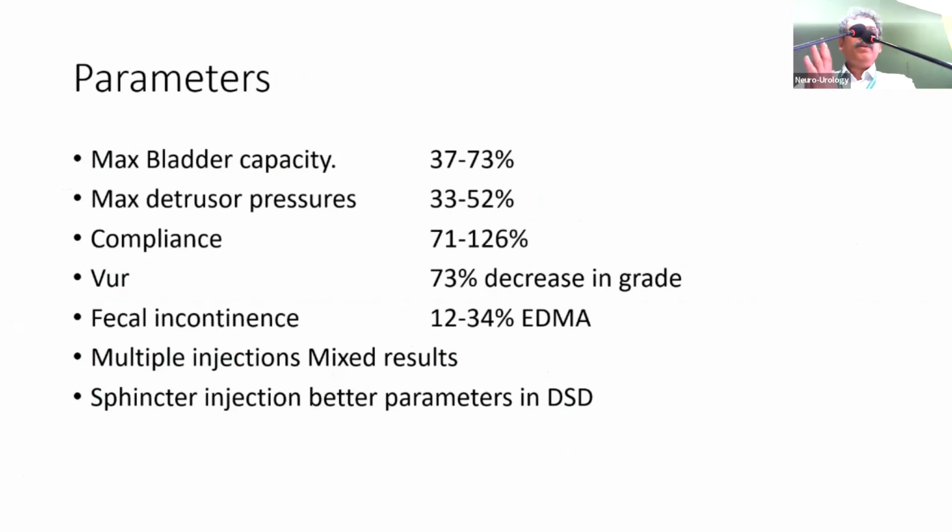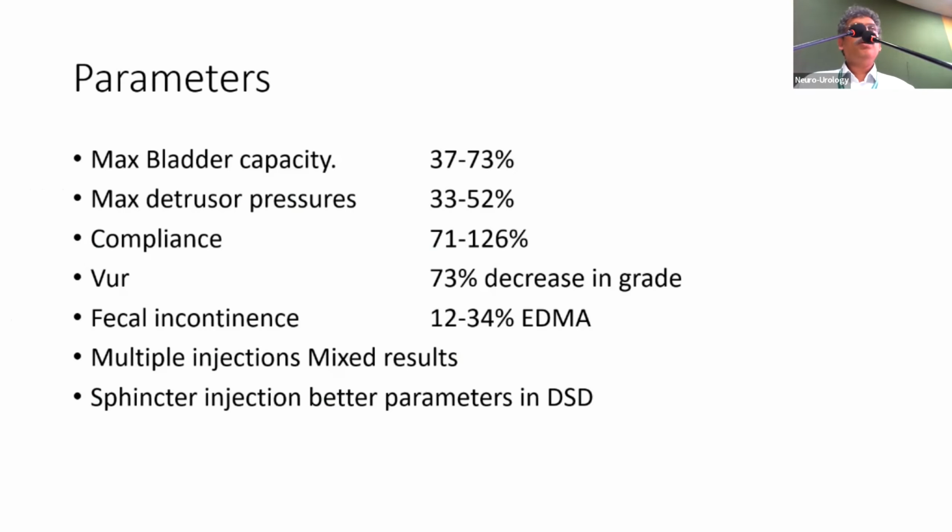So what are the parameters which actually improve when you give Botox to the bladder? The maximum bladder capacity can increase anywhere between 37 to 73%. Why this wide variation? The wide variation is because you're not sure what kind of bladders you're going to inject, because each bladder is a separate entity unto itself. Max detrusor pressures would come down by 32 to 52%. Compliance would increase from 71 to 126%.